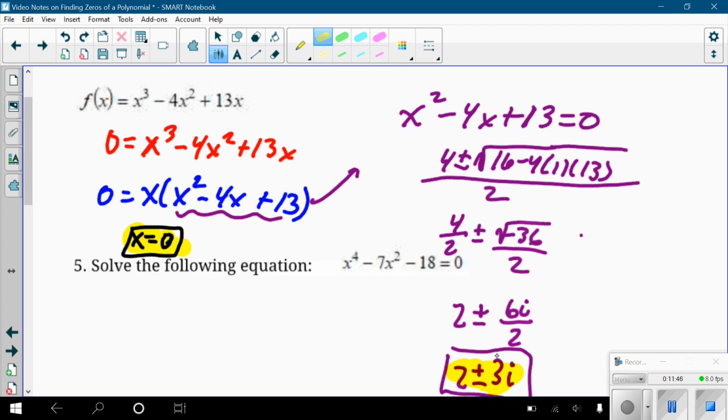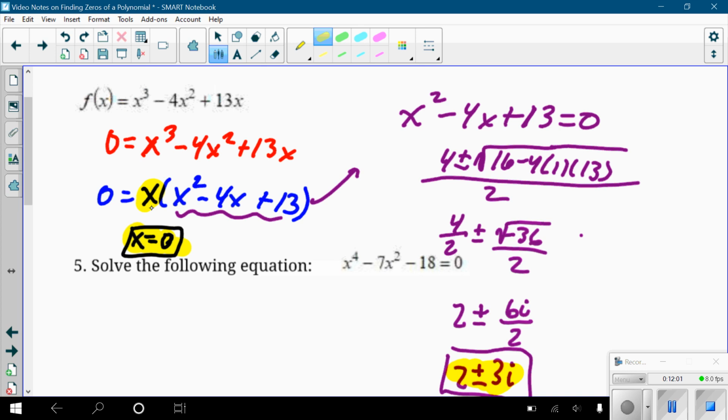Okay? I want you to note here, we took out a GCF to give us that first one that kind of kick-started the rest of it. In the previous problem, we didn't have a GCF, so instead we used our calculator. Okay, so your calculator is always your last resort.